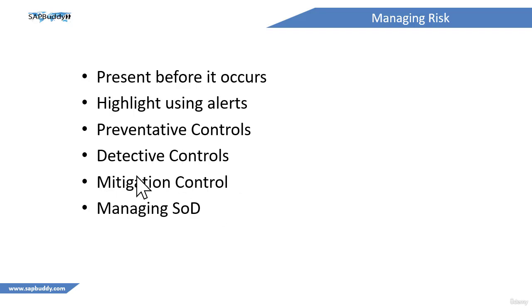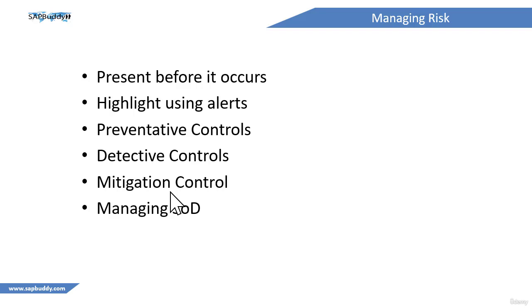Now you may think, why do we need mitigation controls when we can have preventative and detective controls? This can happen in some business scenarios. You will have some business risk which you need to take. That means in a particular business process, you have identified the risk, but you cannot prevent it. Here, how do we mitigate this risk? You can mitigate the risk using a particular mitigation control mechanism.